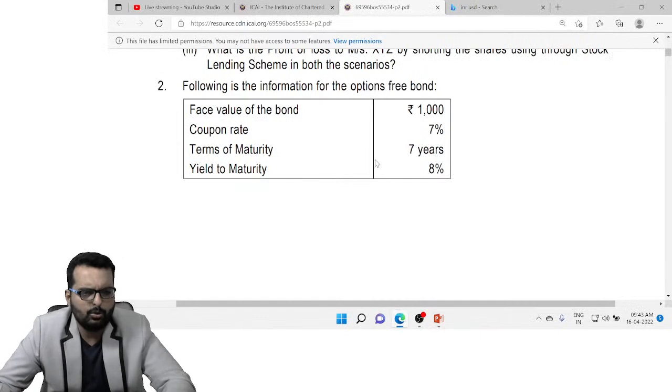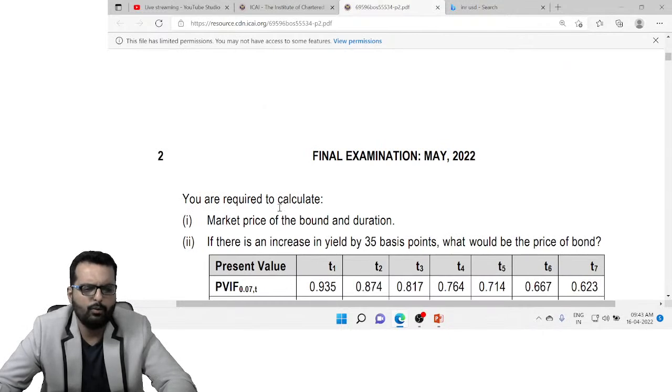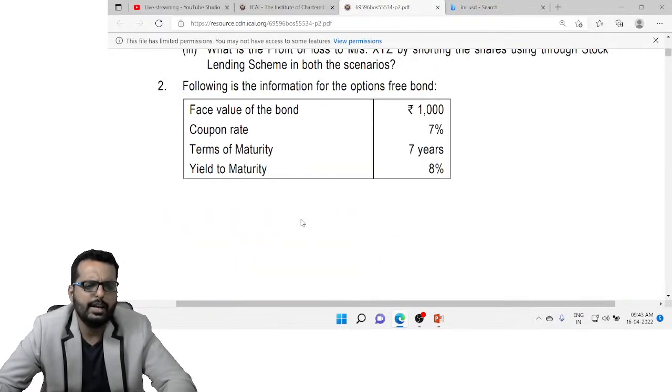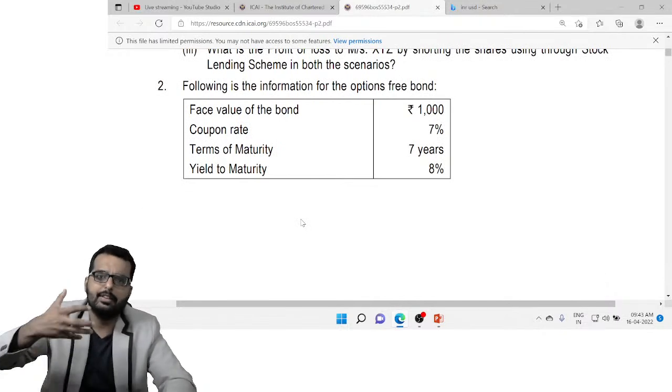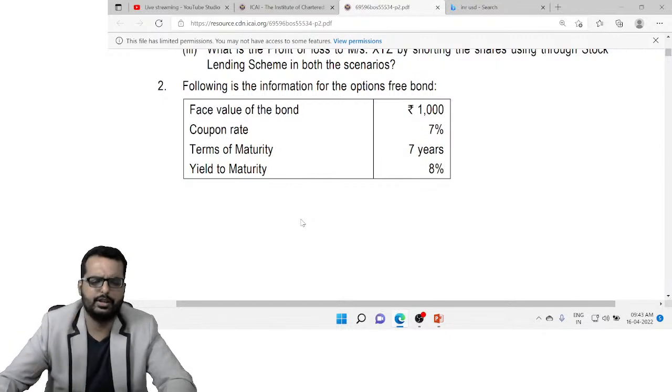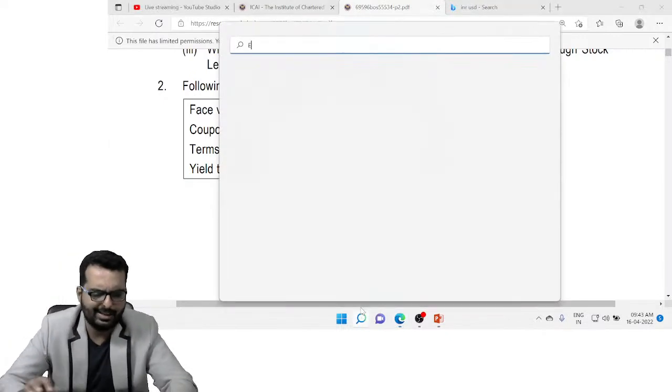Fine. Now let's go to this question. Following is the information about a bond. Face value is given, coupon rate is given, terms of maturity is given, yield to maturity is given. All right. They want you to find out the market price of the bond and duration of the bond. Friends, we have already learned that value of a bond is nothing but present value of future cash flows. I would like to take an Excel sheet and do this.